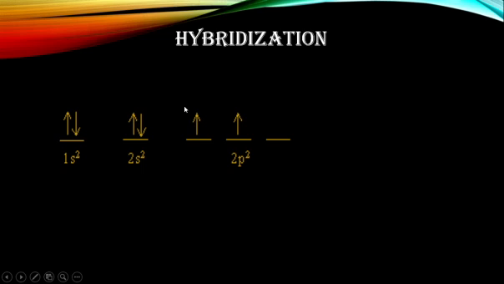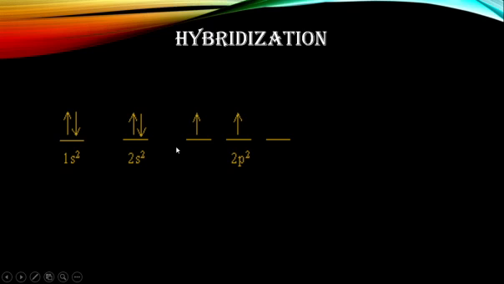Hello students, we'll discuss hybridization in the carbon atom. As we have seen, carbon is a 6 electron atom. Two of them are occupied in the 1s orbital, two in the 2s orbital, and the remaining two are in the 2px and 2py orbitals.